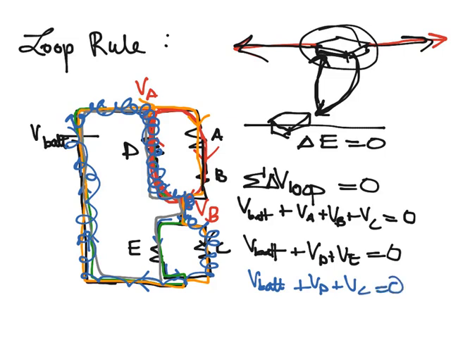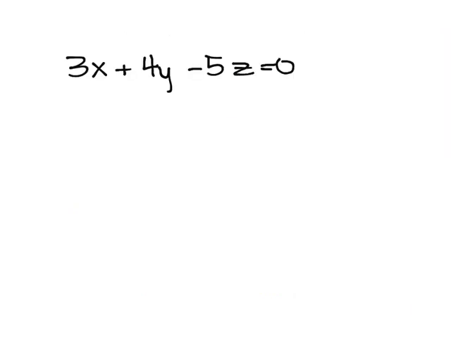And I could keep doing this, and you might be saying, well, why would I want to do that? And the answer is, if you want to know the current through one resistor, or the voltage drop across a particular resistor, one of these equations won't be enough for you to solve. In the same way that when you were in Algebra 2, if you had 3x plus 4y minus 5z equals 0, you wouldn't be able to solve for x or for y or for z.